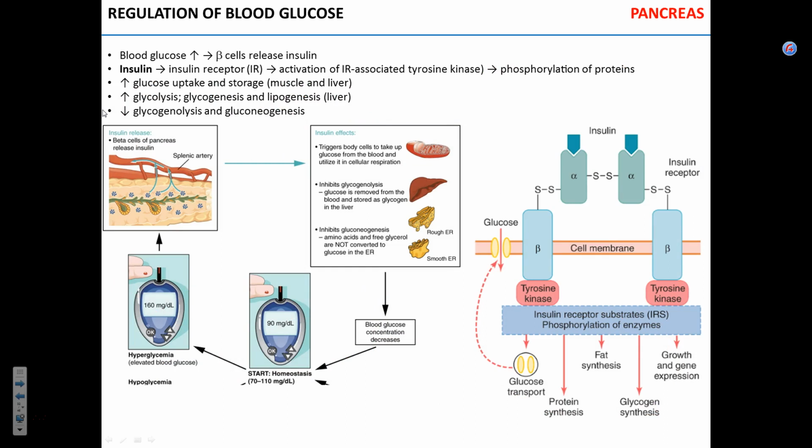Now, you have a lot of glucose in the blood. In order to lower it, what do you have to do? Where do you have to direct it from the blood?